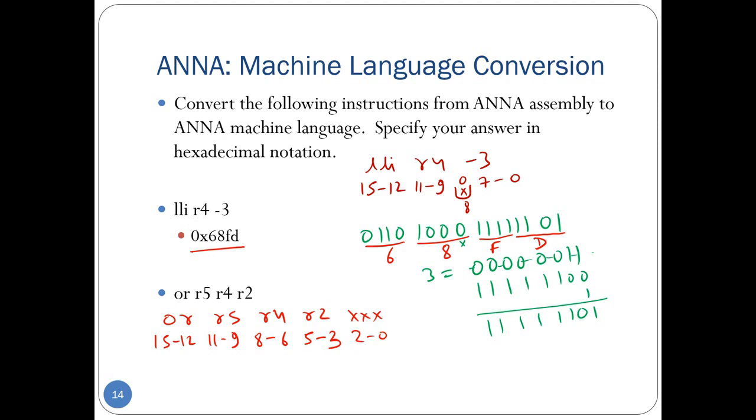Now if you look up the ANA card, you will find that OR has an opcode of 0 0 1 1, and R5 would be the 3-bit equivalent of 5, which is 1 0 1. R4 would be 1 0 0. R2 would be 0 1 0, right? And the unused bits we assume always are all zeros. So again, to convert this into hexadecimal, this is groups of 4 starting from the right. So this is 0, 0001 is simply 1, 1011 is B, and 0011 is simply 3, right? So this is the answer, hexadecimal 3B10.